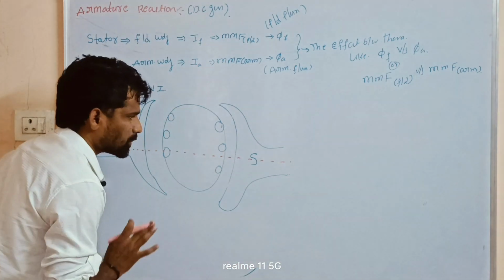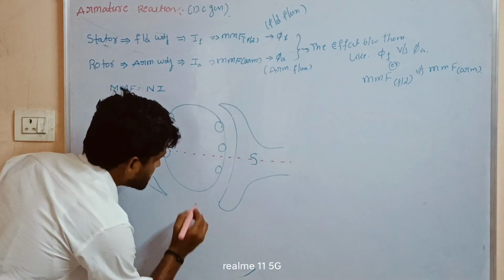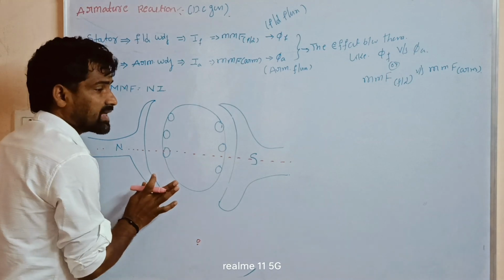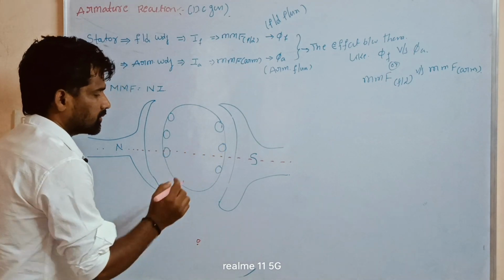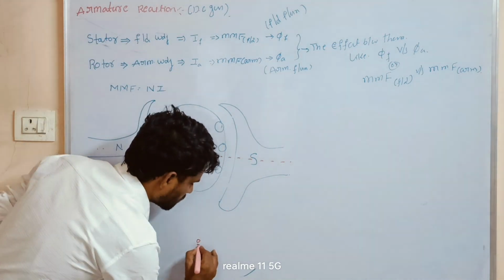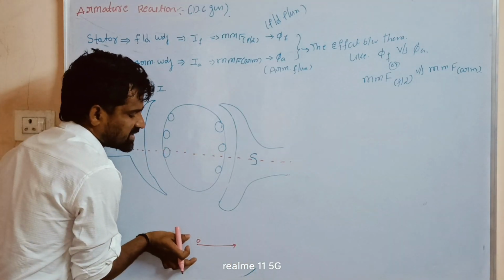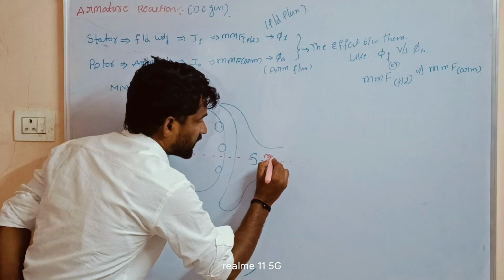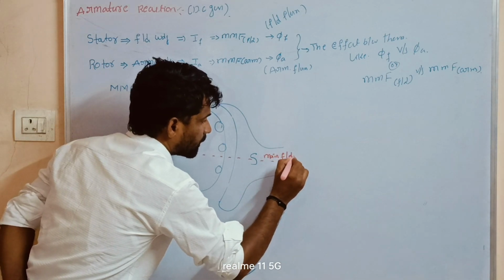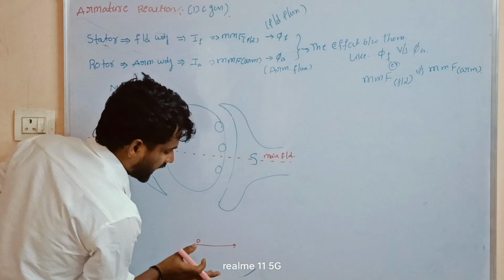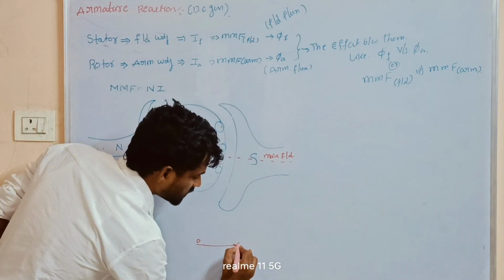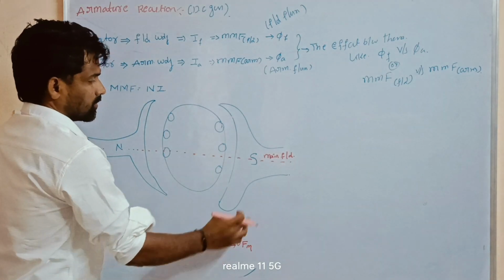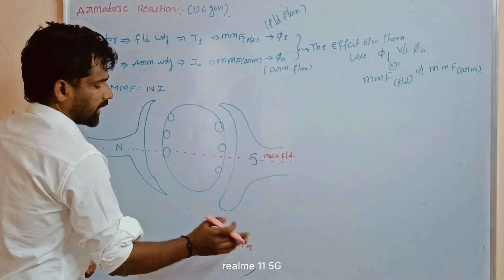When the magnetic lines pass through here, we take the center point as O, and we represent the magnitude and direction of the main field winding. These are the main field. The main field direction and magnitude is nothing but OFM, the main field MMF.